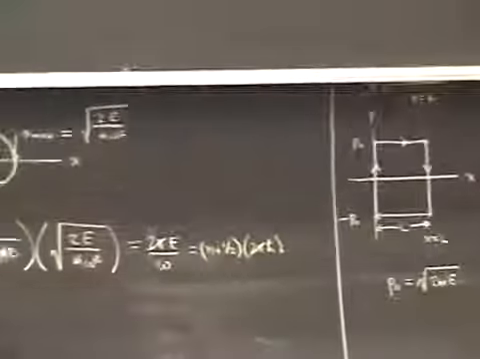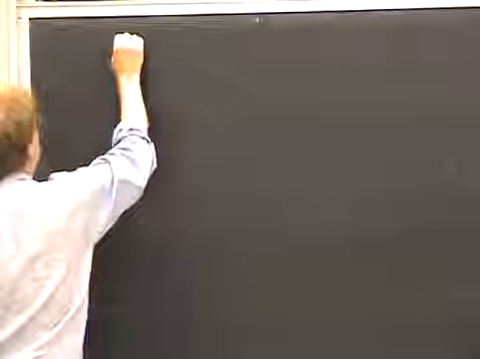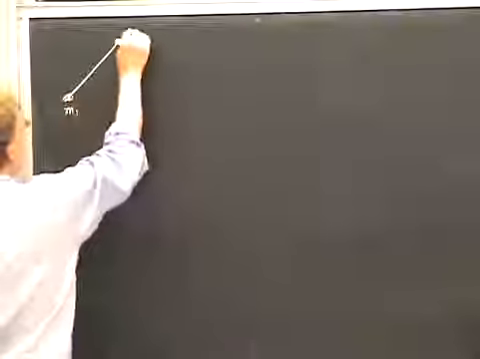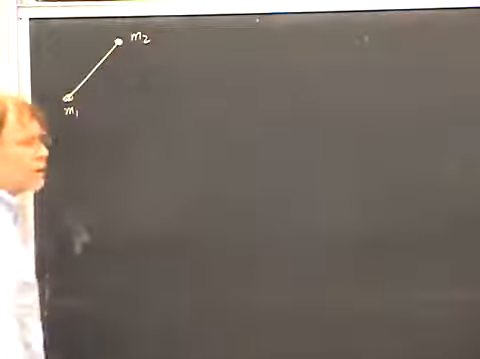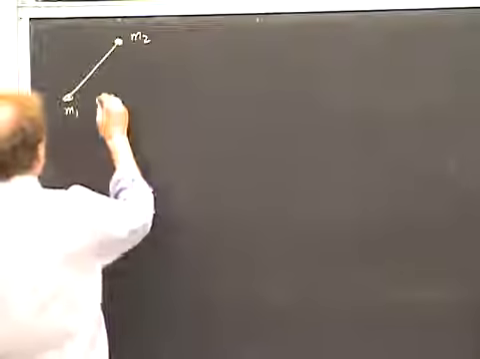Now, I'll do another example. This one will be the rigid rotor. So a rigid rotor, let's do it classically first. A rigid rotor has two masses, M1 and M2. They don't have to be the same. This is actually a model of a diatomic molecule, which we'll come back to in a few weeks.